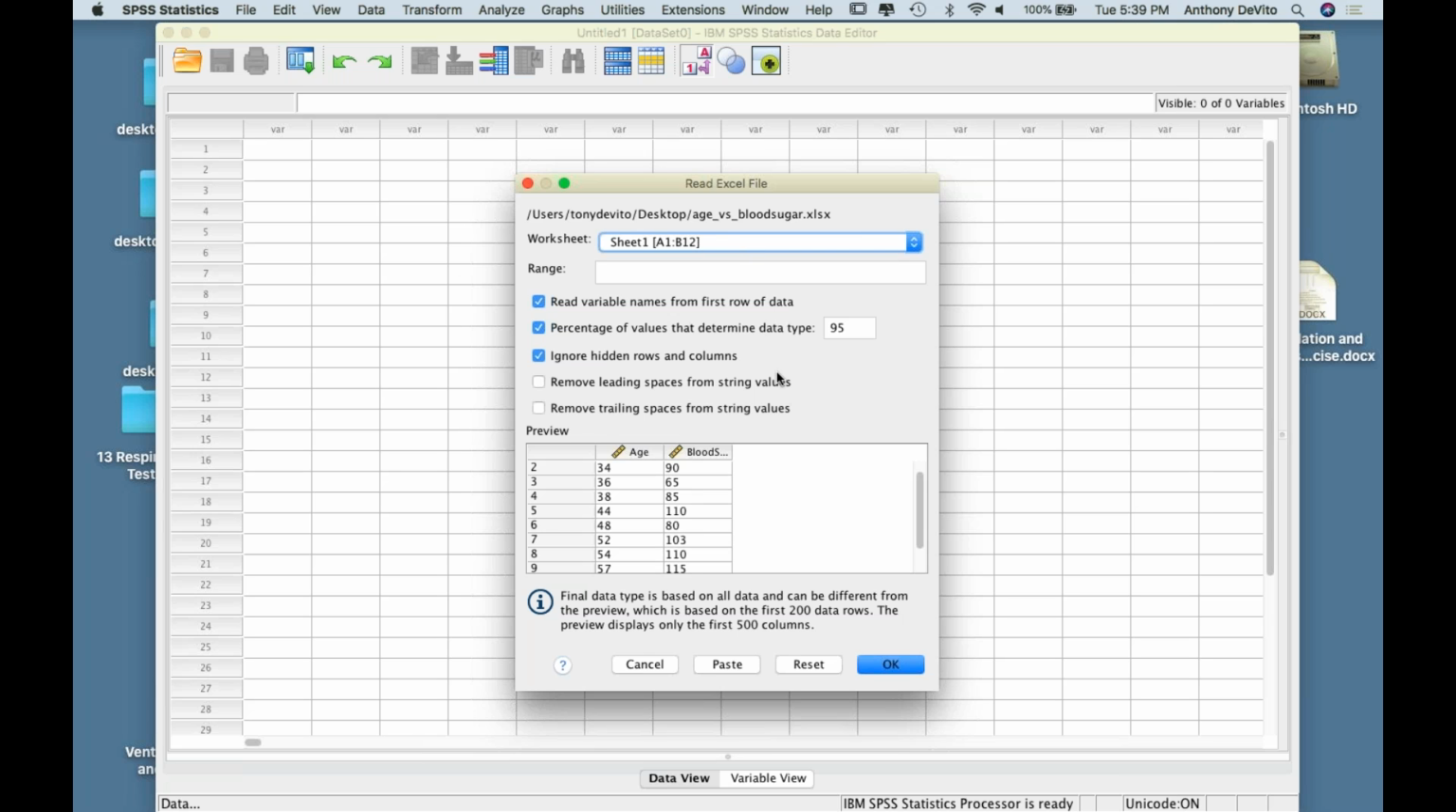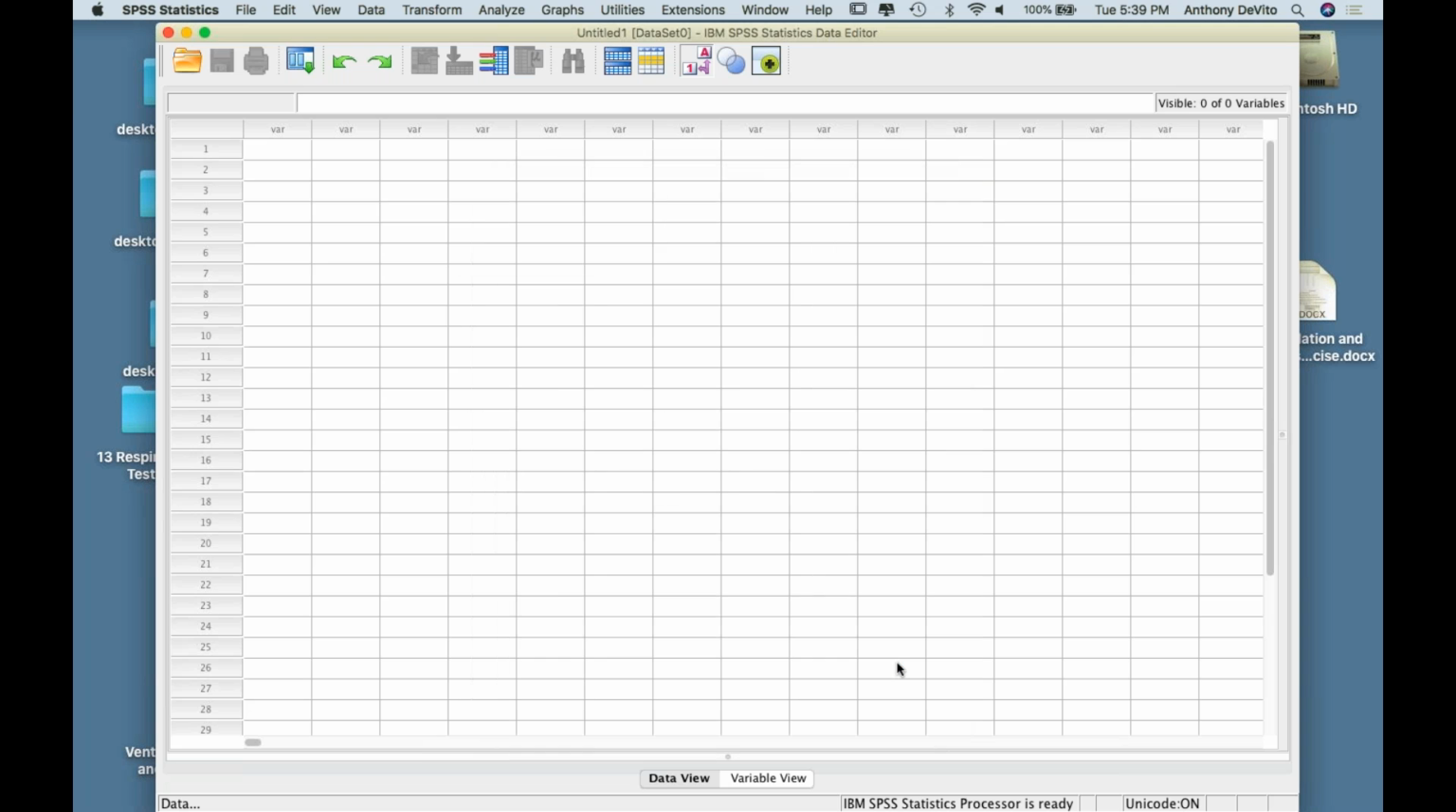Okay. I do have to tell it that the top line is the variable name, age and blood sugar. If this is not checked, read variable name from top line, it'll think it's data. So now you can see that it's including those words in there as data. I don't want that. I wanted it to know that those are the names of the data. So don't include them and start with the second row as far as the data is concerned. And once I'm satisfied, I can click OK.